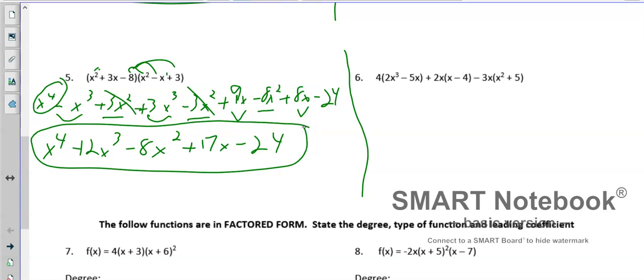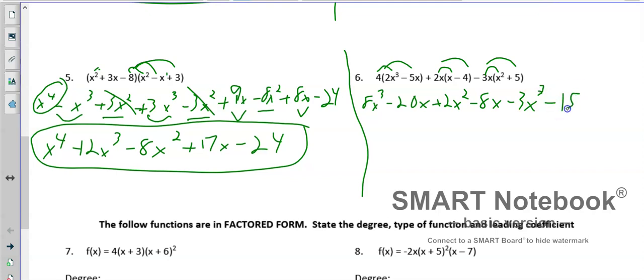All right. Number 6. Then distribute the 4 here, 2x here, and negative 3x here. So 4 times 2 is 8. That's going to be 8x cubed. 4 times negative 5 is negative 20, and it's going to be just x. 2x times x is 2x squared. 2x times negative 4 is negative 8x. Negative 3x times x squared is negative 3x cubed. And negative 3x times 5 is negative 15x.